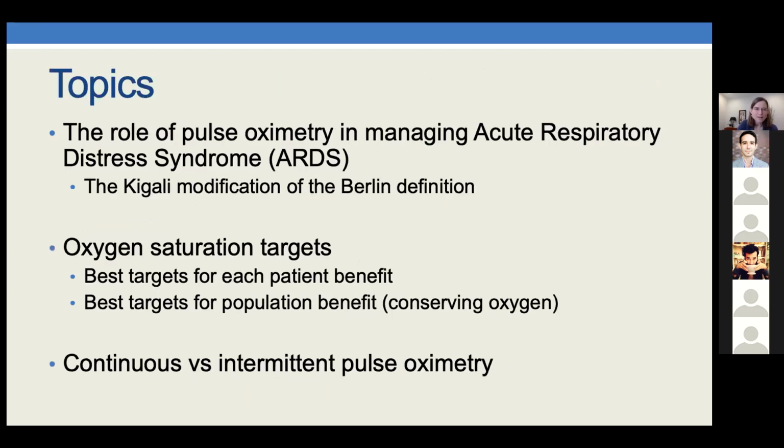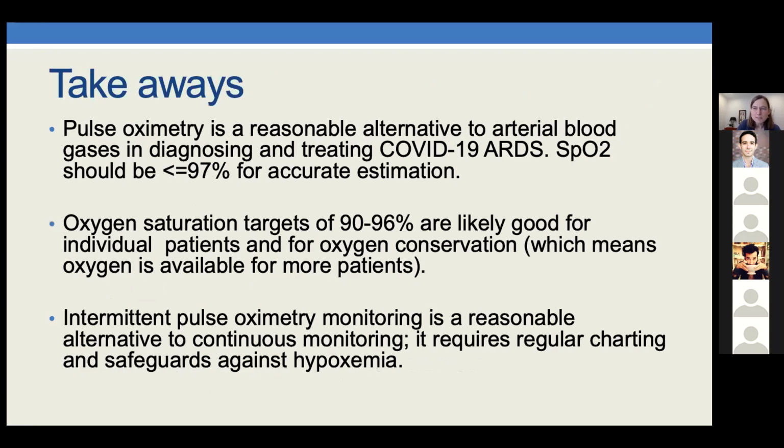So these are the topics we've covered within oximetry. And again, the takeaways: that pulse oximetry, with the caveats that Dr. Bickler mentioned, certainly is not perfect, but it is a reasonable alternative and a way to monitor patients with COVID-19 acute respiratory failure. That oxygen saturation targets somewhere in the 90 to 96% range are likely good both for individual patients as well as populations of patients and resources. And finally, that intermittent pulse oximetry certainly can be used, and it's good to set up systems in place so that hypoxemia is measured on a regular basis.